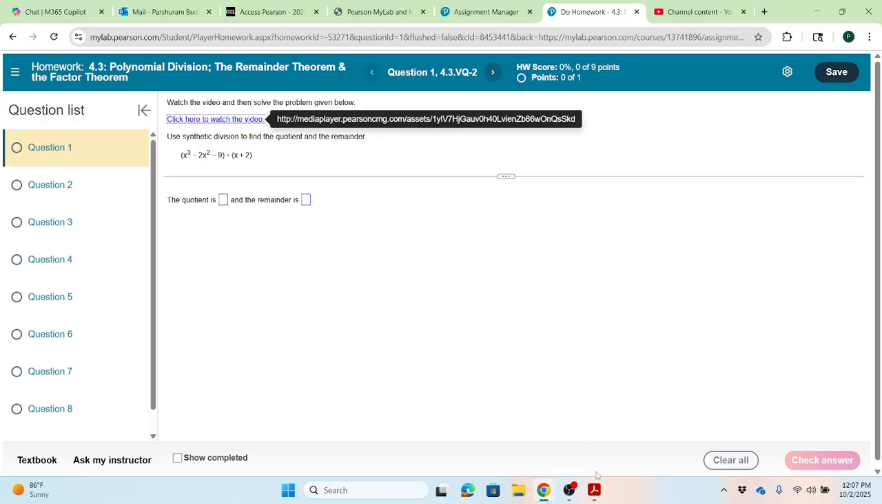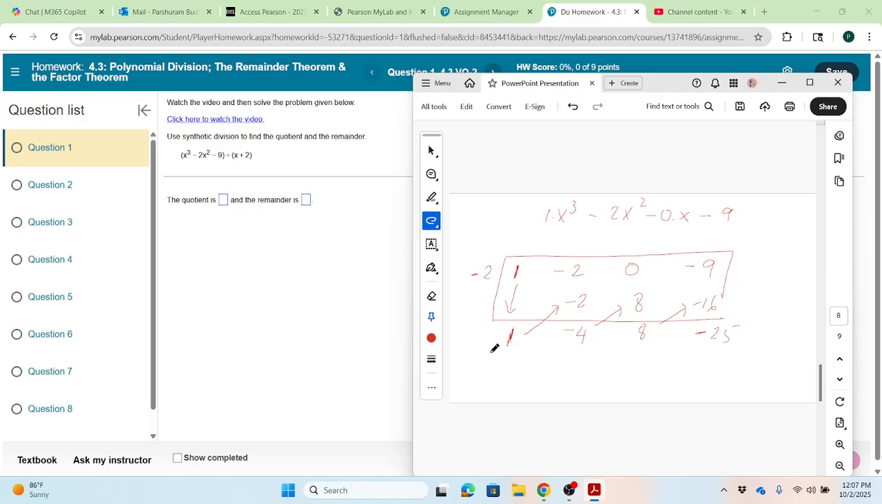Okay, so from here we are done. We don't have to do anything else. From here, the last number, whatever you get, that would be the remainder, and then the rest of the numbers will give you the quotient. How do you write the quotient? You start from this last number, which is a constant, put its sign, and then the next number would be the coefficient of x, and the next number would be the coefficient of x squared. So this is your quotient, and this is the remainder.